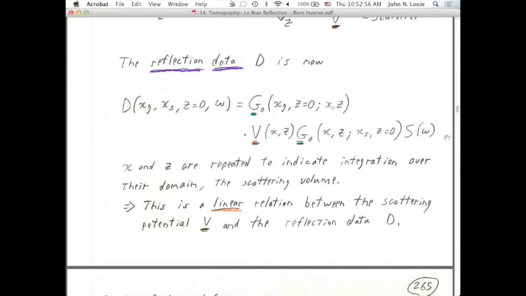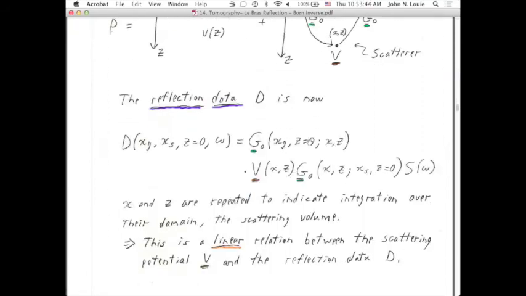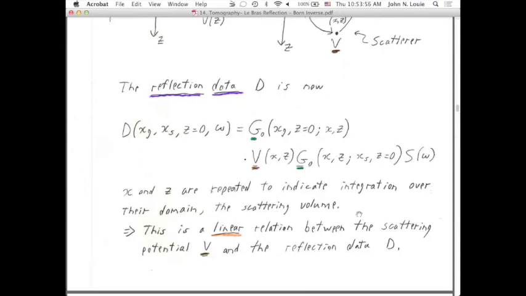Let me start at the source and work to the receiver. We have s of omega, the Fourier transform of the source wavelet, multiplied by g naught, which is from the location vector of the source xs to, and here in two dimensions I've got x and z, the location of the scatterer. That's from the source at x sub s and z equals 0 to the scatterer, and then we multiply by the scattering potential that exists at x and z, which is defined right here. Then we multiply by another g naught, which carries us from the scatterer at x and z up to the receiver at x sub g, at z equals 0.